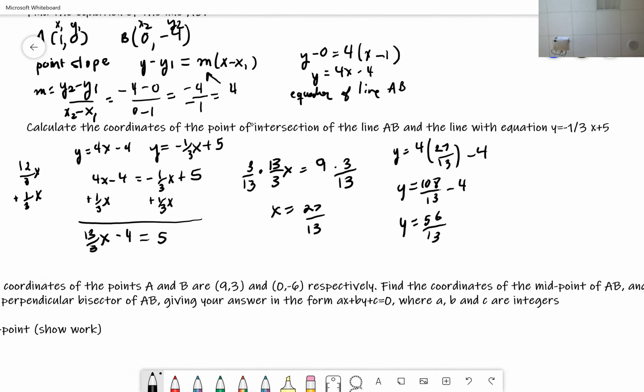So the point of intersection, or the coordinate of intersection, is going to be 27 over 13, comma 56 over 13. Let me put some numbers to that to make it look, so you get a visual. So it says approximately 2.08, comma. These are really horrible numbers for me to give you on a test, aren't they?